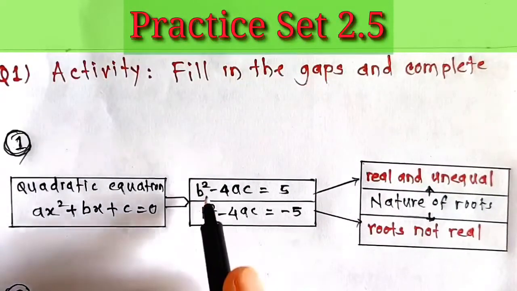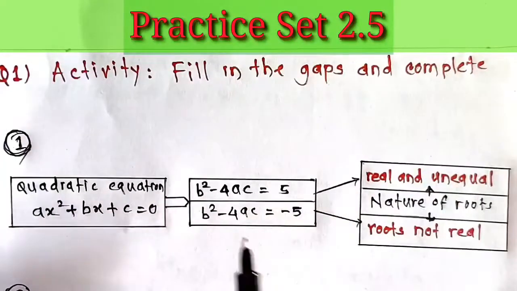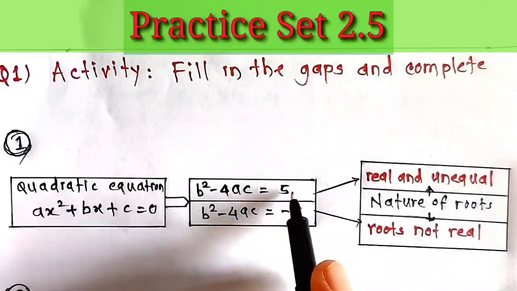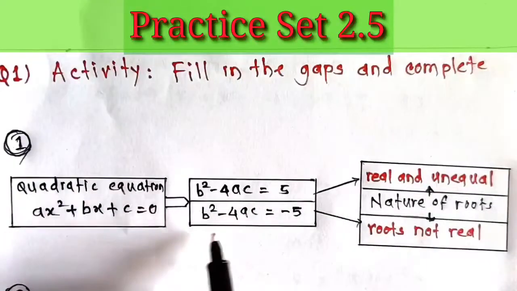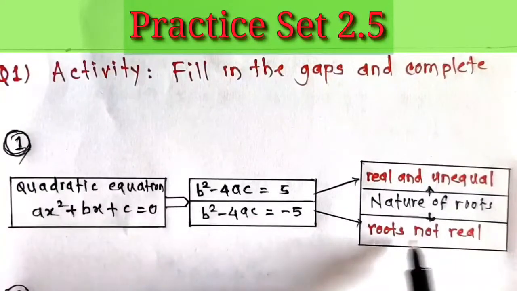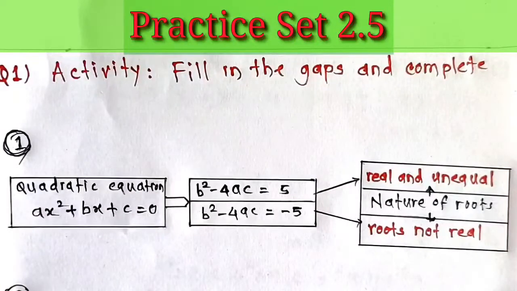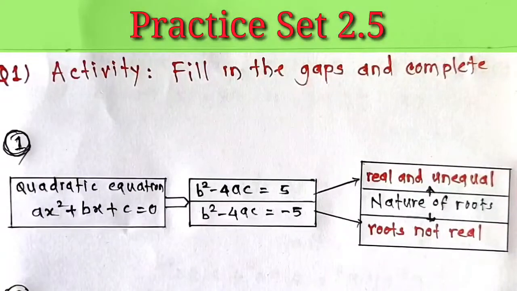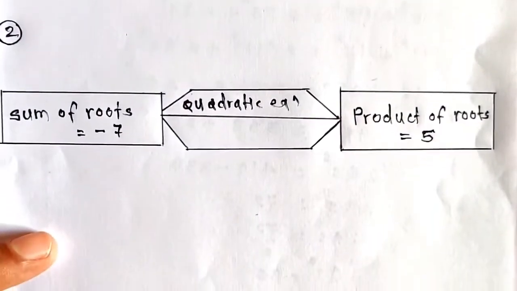So remember again, if b square minus 4ac is equal to 0, the roots are real and equal. B square minus 4ac is positive, means greater than 0, real and unequal. B square minus 4ac is less than 0 or negative, then the roots are not real. So in this way we can complete that activity. Let us see the second activity. Here the second activity is given.